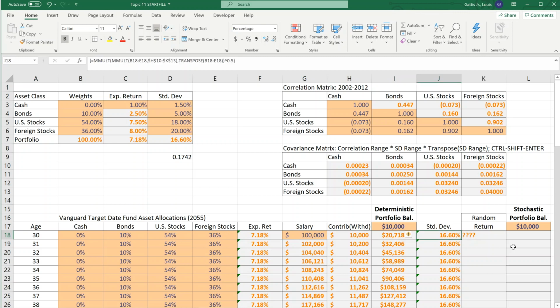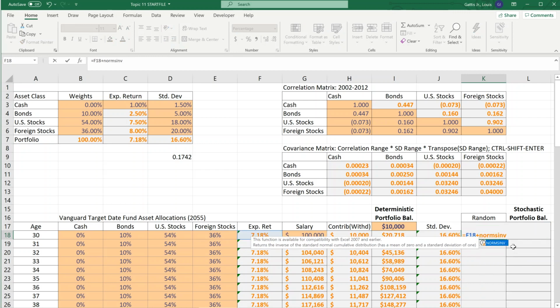However, given that there's risk, the standard deviation of that return is 16.6%. You can estimate the probability that it will be, say, the expected return plus or minus 1 standard deviation. If you want to make random portfolio returns, a random model, a probabilistic model, you could do this formula. The random return in year 1, age 30, is going to be the expected return plus NORM.S.INV(RAND()) times the standard deviation. So let's look at that again. It's the expected return plus NORM.S.INV(RAND()) times the standard deviation.